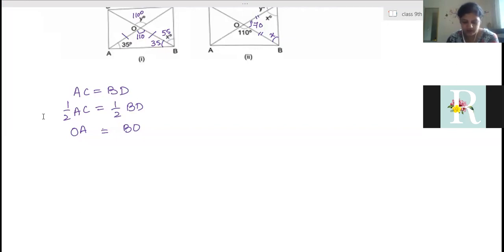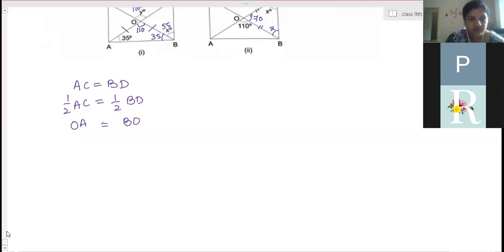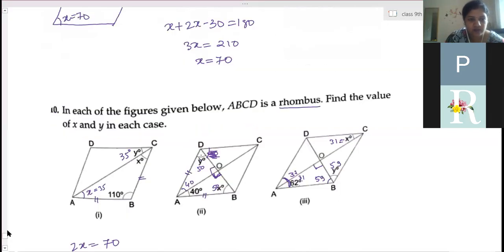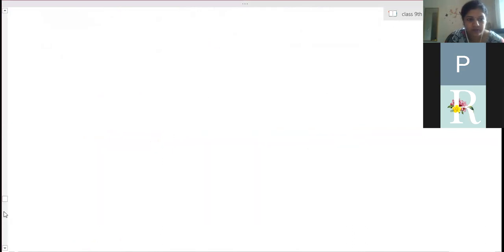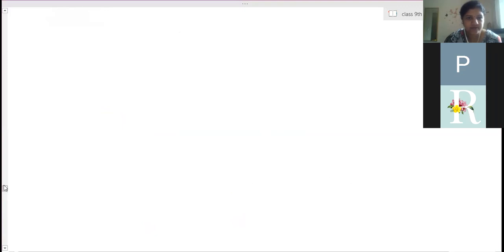All your doubts. 10B remaining questions I told, and 10D few questions, 10C. So any doubts you have? Ma'am, 10B last question, the 27th. You have learned this part. You have already solved this question. Ma'am, but it is telling twice the perimeter.